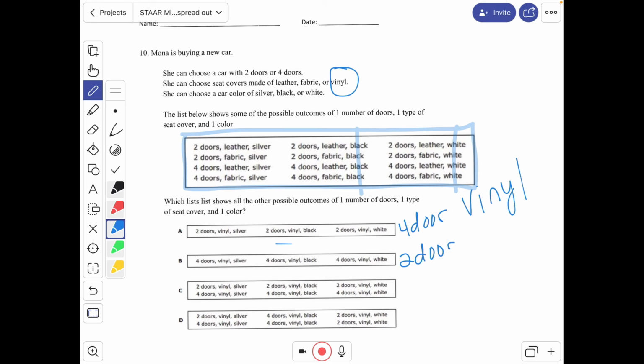So C shows 2-door and 4-door, 2-door, 4-door, 2-door, and 4-door. It shows white, black, and silver, all the colors, and they all say vinyl. So that might be it. Let's see, what's the difference between choice C and choice D? It looks like this one shows both 4 doors in black. It didn't show the 2-door option for black. And this one doesn't show the 4-door option for white. So the correct answer is C.